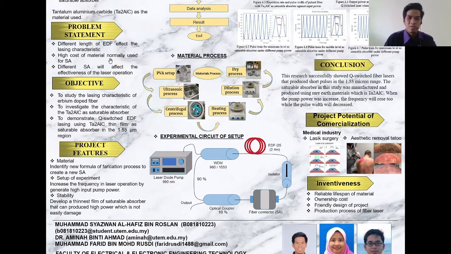High cost of material normally used for SA. Normally, in Q-switch experiments, we use graphene or carbon nanotube, which is quite expensive. Different suitable absorbers will affect the effectiveness of laser operation. So, not all suitable absorbers work in the range of 1.55 micrometer.